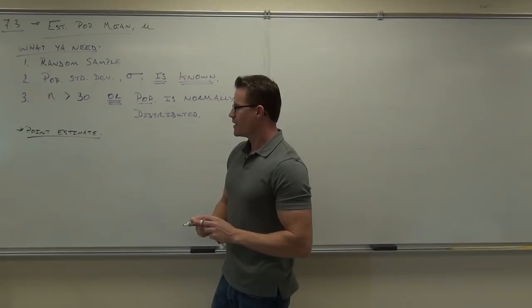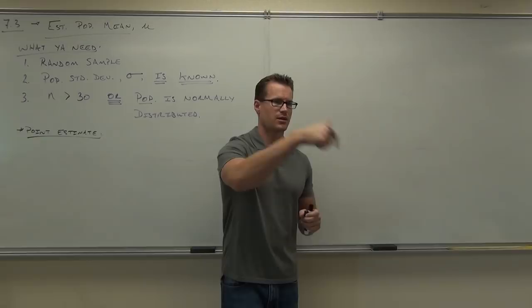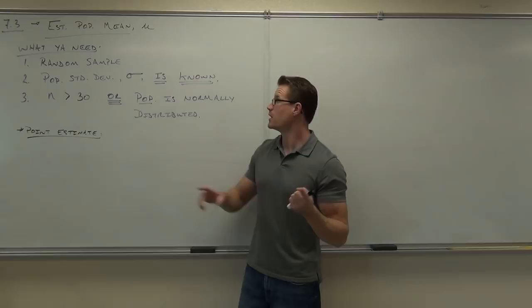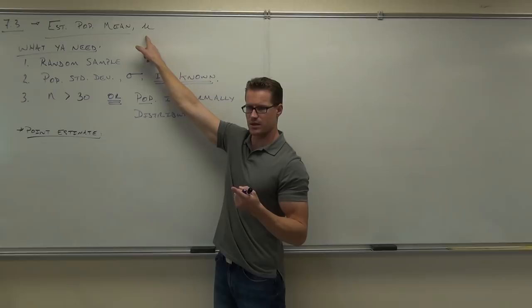A point estimate was a single value from a sample that was used to represent the population. Do you remember that? P hat was the point estimate for P. Can you do a little thinking outside the box here and think, what's the point estimate going to be for mu? Mu is the population mean, right? What's the point estimate going to be for mu?